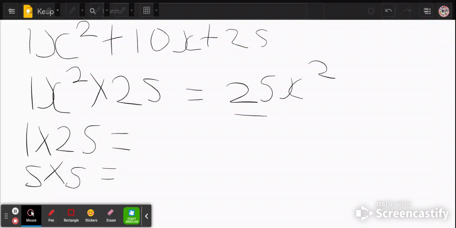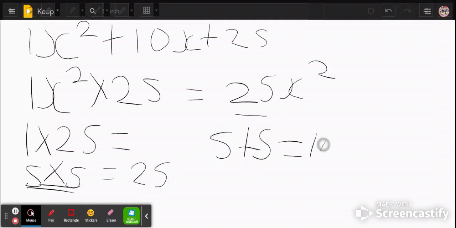So now we need to inspect these terms. We know when we multiply them, we're going to get 25, but which one of these, when we add them, will give us the middle term of 10x? That will be 5, because 5 times 5 is equal to 25, and 5 plus 5 is equal to 10. So therefore, that would make up the middle term. So 5 and 5 are the factors that we will use. All right, so let's proceed.